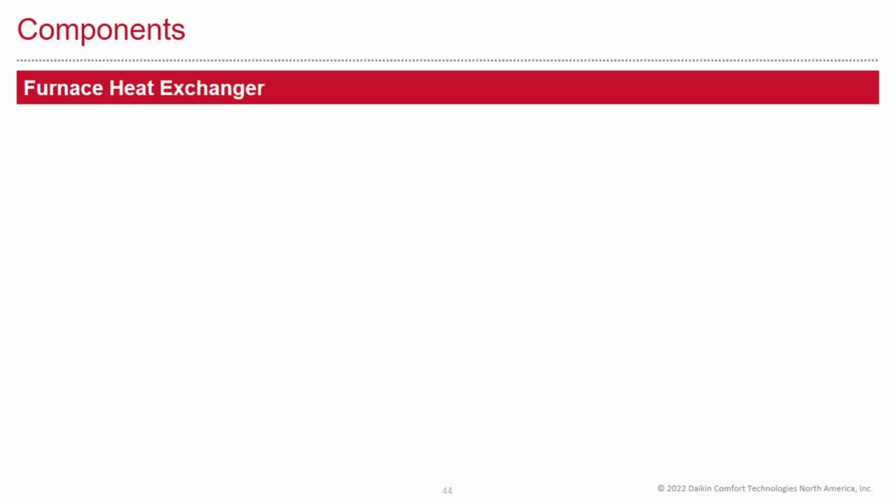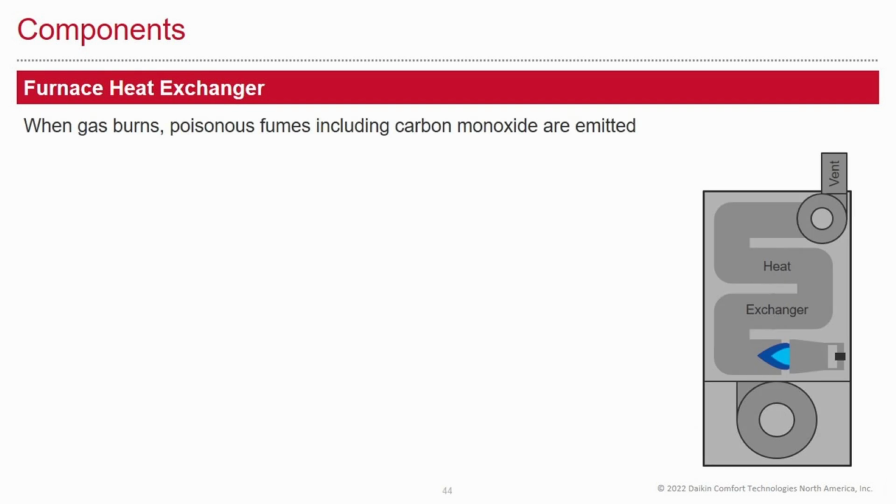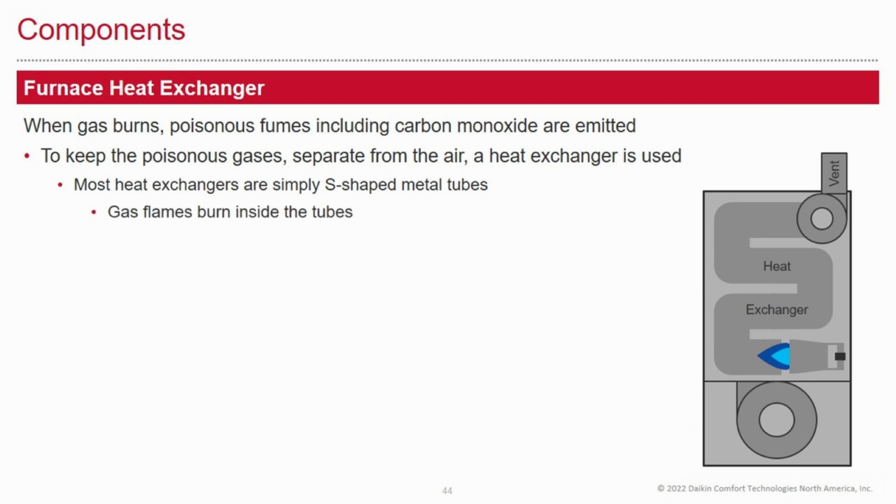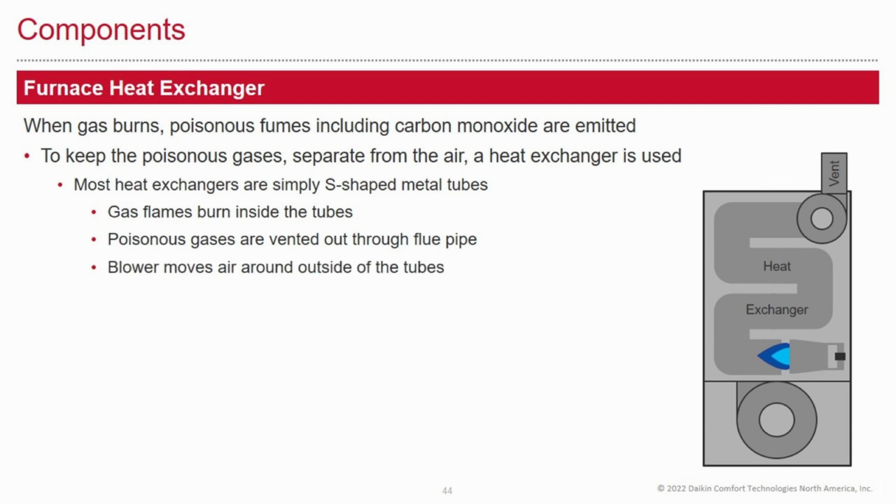Furnace heat exchanger. When gas burns, poisonous gases, including carbon monoxide, are emitted. To keep the poisonous gases separate from the air, a heat exchanger is used. Most heat exchangers are simply S-shaped metal tubes. Gas flames burn inside the tubes. Poisonous gases are vented out through the flue pipe, and the blower moves air around the outside of the tubes.